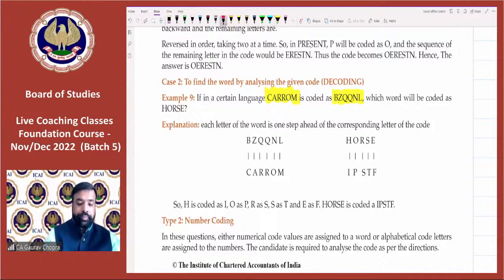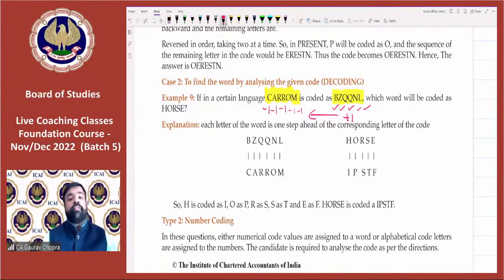So if we see from carom to BZQQNL, what is the logic? We are doing -1: from C, it is B; -1 from A, Z; -1 from R, it is Q; -1 from O, N; and -1 from M, it is L. So we are doing -1 from carom to reach BZQQNL. Or if we see from BZQQNL to carom, if we add +1, we get carom. And from carom, if we subtract 1, we get BZQQNL. So simply, this is the concept.